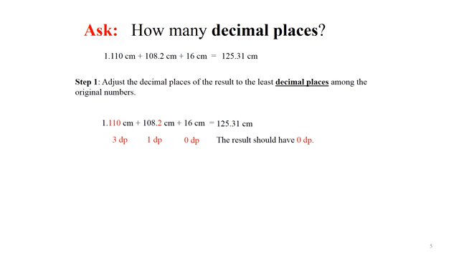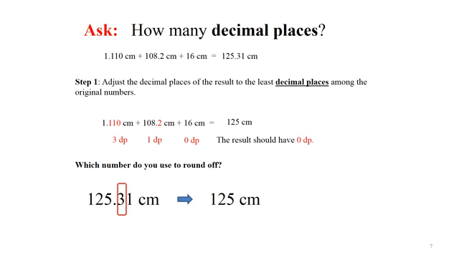Therefore, according to rule number 2, the result of the calculation should have 0 decimal places. You need to round off the number to 0 decimal places. Which number do you use to round off? You should focus on 3, the digit in the 10th place. Since 3 is less than 5, you round down the number and the answer is 125 centimeters.